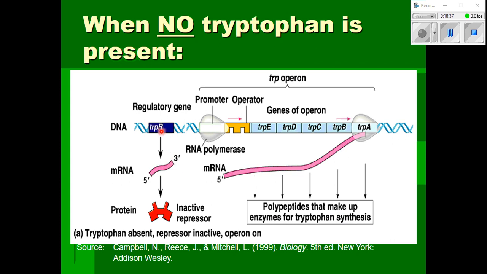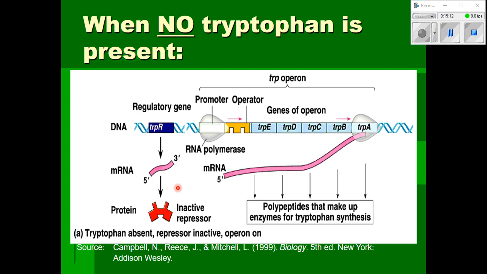Notice the regulatory gene is also being transcribed and translated. This gene, by the way, doesn't have an on-off switch. The regulatory gene is always transcribed. So the repressor protein is always being made. It's always going to be present in the cytoplasm. But notice also, it's made in its inactive form. This protein is not able to do anything right now. It's in its inactive form.